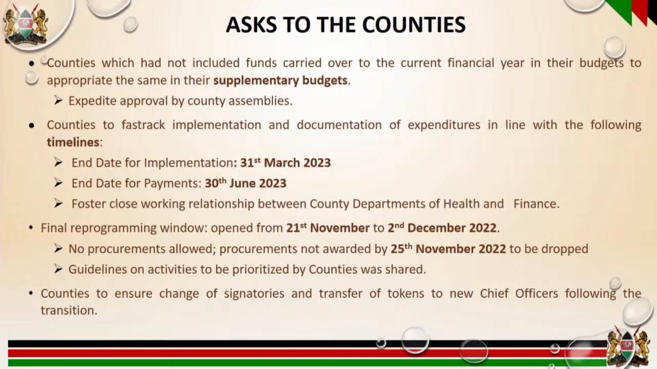So what are we asking the counties, or the Honorable Waziris, to help us follow up on as you go back to your respective counties? Number one, there were funds that were carried over to the current financial year from previous financial years of implementation. You find that there are some counties that have not included those funds in their approved county budgets. So what we are calling for is to ensure that these funds are appropriated in the supplementary budgets. I know most of the counties are in the supplementary one budget process, so kindly let's have these funds included there.